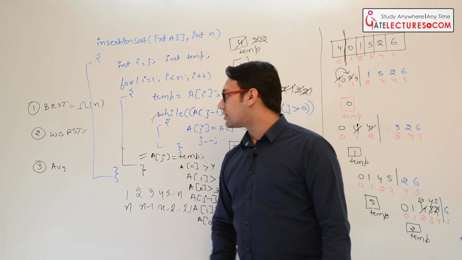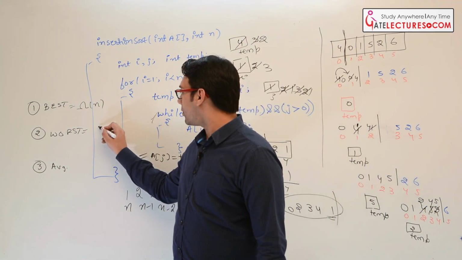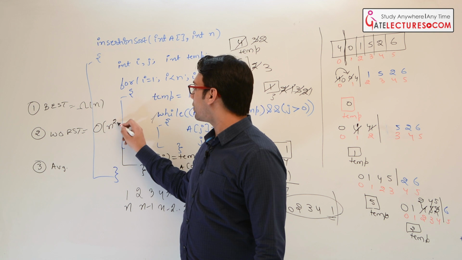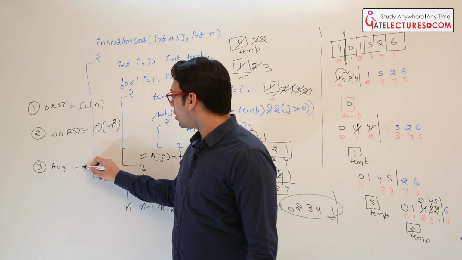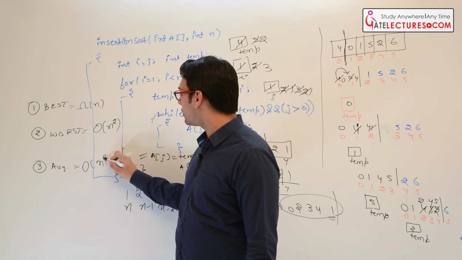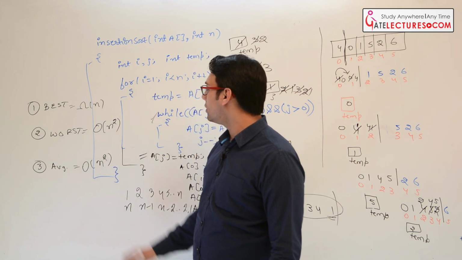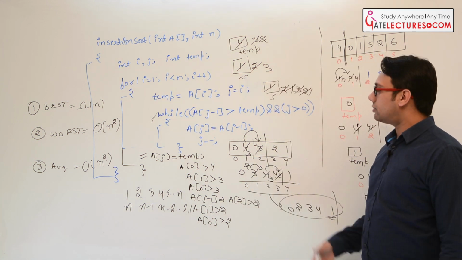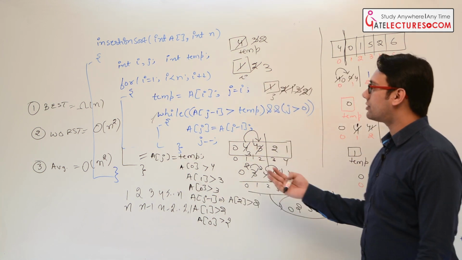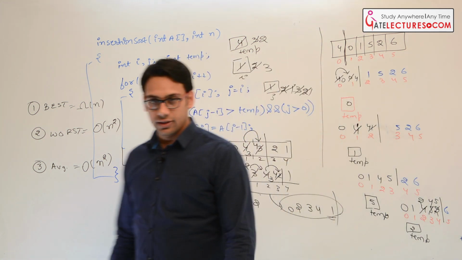Now let us discuss the worst case here. The worst case time complexity will be order of n square. And in the average case, the time complexity will be order of n square, because we have to take all the cases and then take the average of all these cases. So you can do it yourself because this is very simple to do.